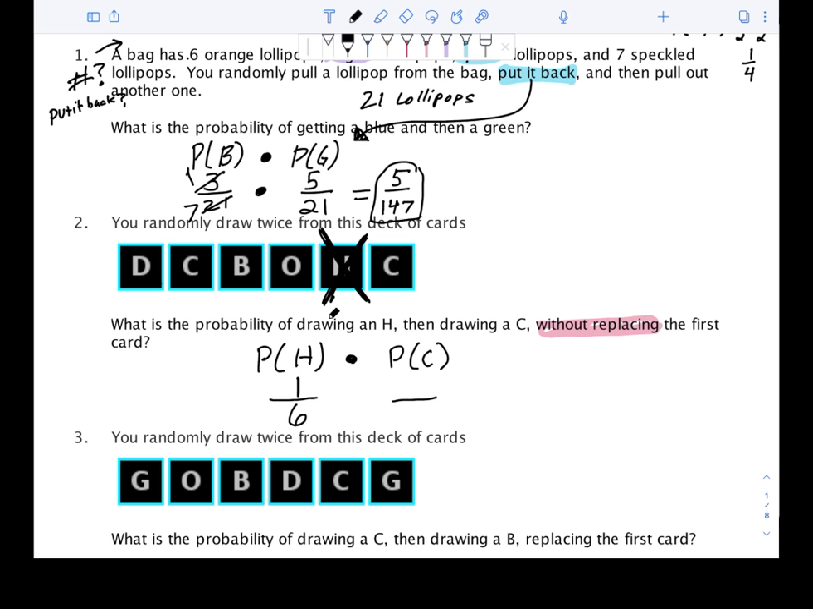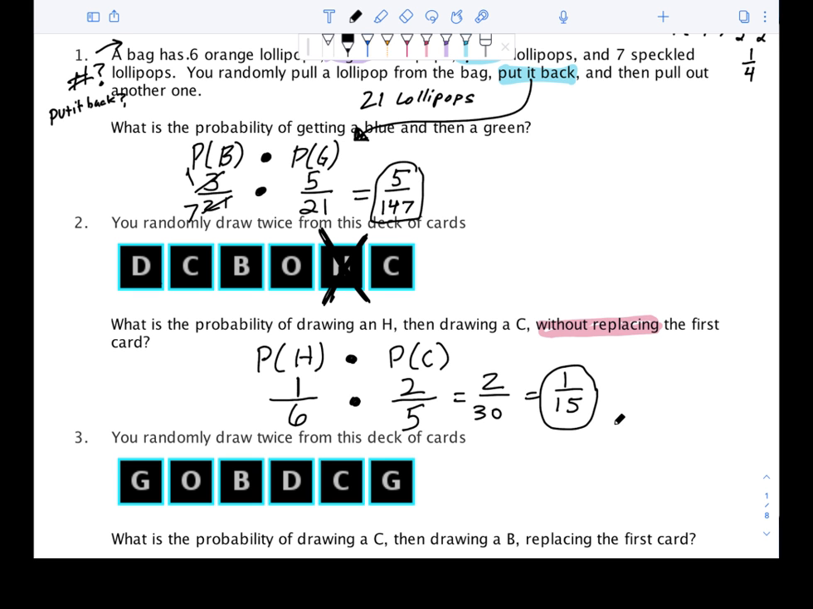So when I go to see what the probability now of drawing a C is, I look and see I don't have 6 cards anymore. I only have 5 because I took one out and didn't put it back. And out of that 5, 2 of them are C's. And so I'm simply writing the two fractions. 1 times 2 is 2. 6 times 5 is 30. I can reduce that. It's going to be 1/15. And that is the probability of drawing an H and then a C without replacing it.